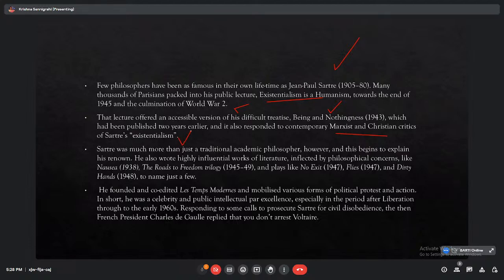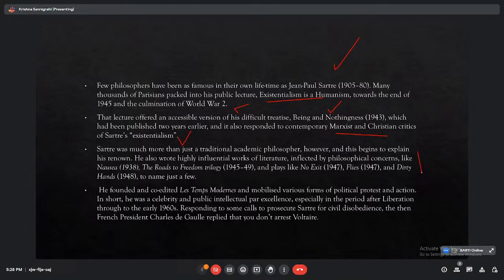So, Sartre was much more than just a traditional academic philosopher. However, and this begins to explain his renown, he also wrote highly influential works of literature inflected by philosophical concerns, like Nausea, the Roads to Freedom trilogy, and plays like No Exit, The Flies, and Dirty Hands, to name just a few.